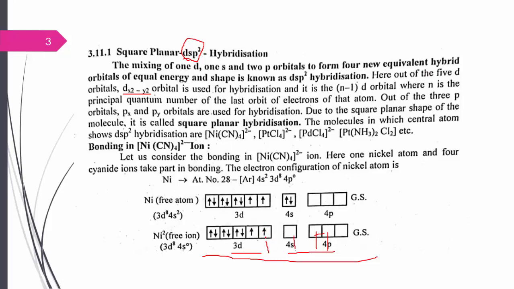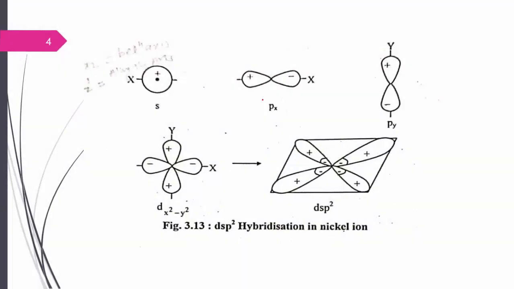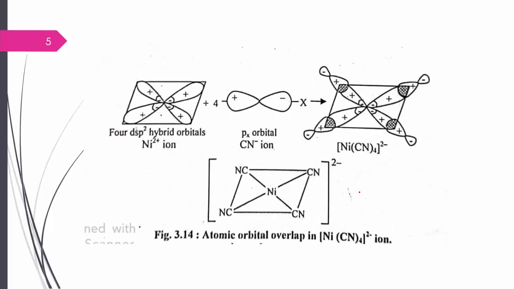Now the vacant 3d orbital, the 4s orbital, and two 4p orbitals become combined. See, this is the 4s orbital, the 4px orbital, the 4py orbital, and this is the 3dx2-y2 orbital, and all four combine to form the dsp2 hybrid orbitals. Now these four dsp2 hybrid orbitals combine with the p orbitals of the CN- ligands. Here you can see there are four CN- ions, and they combine with the dsp2 hybrid orbitals to form [Ni(CN)4]2-.